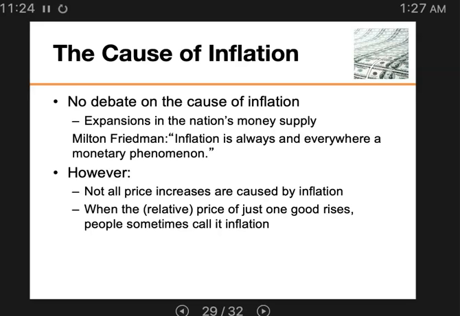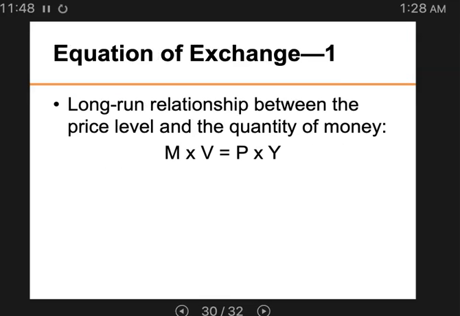So now I'm going to introduce to you how to link the money supply, this nation's money supply, to the price level. On the next slide, you're going to see a very famous equation. It's called the equation of exchange, introduced by Milton Friedman, a Nobel Prize economist. So here we go.